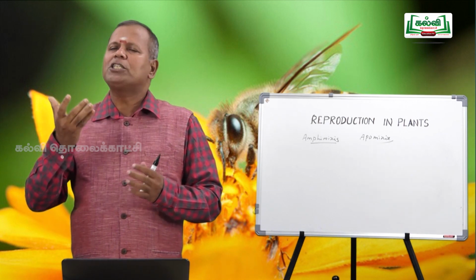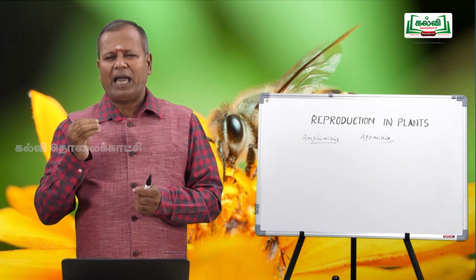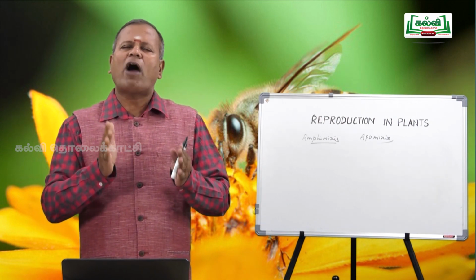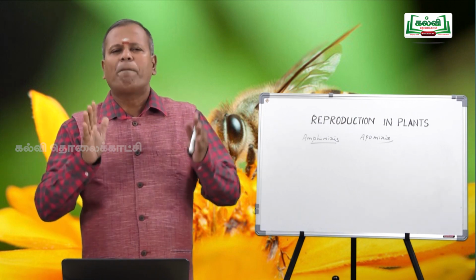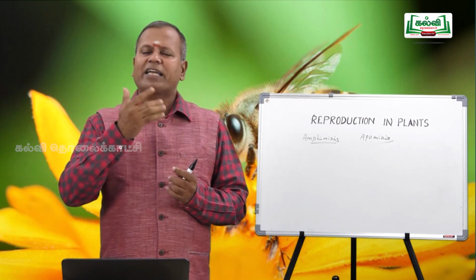Then another aspect is polyembryony. Poly means many, and embryony means embryos. The development of more than one embryo after fertilization is said to be polyembryony. These are all the important things you should know in sexual reproduction.